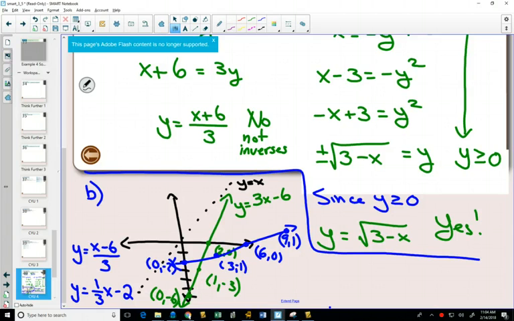Okay? Another thing that doesn't match up is with an inverse, the x and y coordinates get switched. If I switch 0 and negative 6, I would get negative 6 comma 0. But that is not on my blue graph. So graphically, I can verify that they're not inverses of each other.